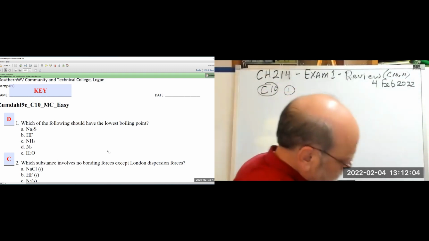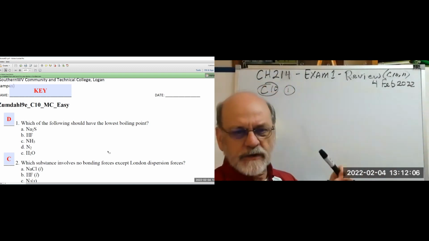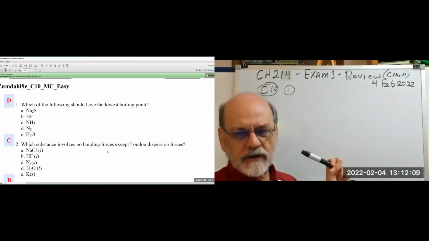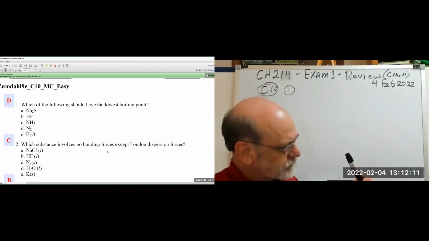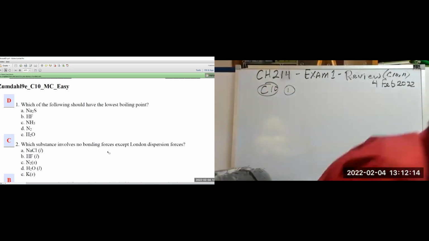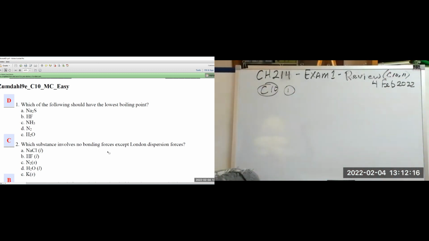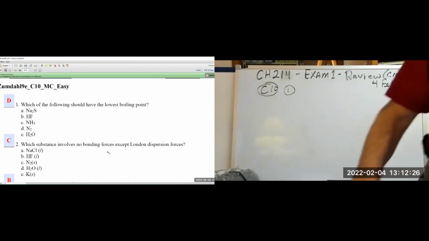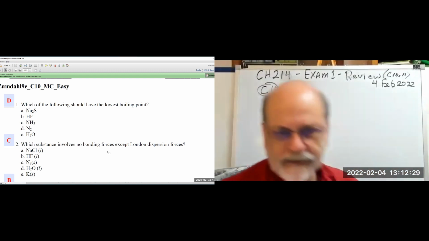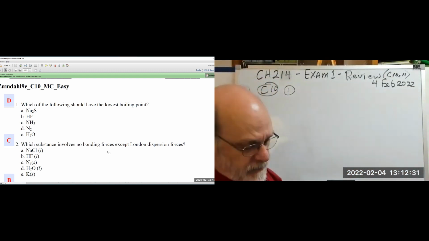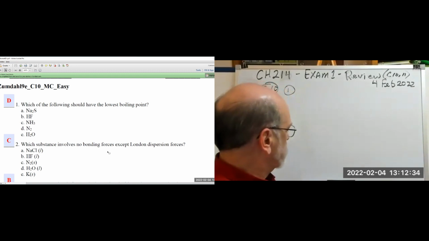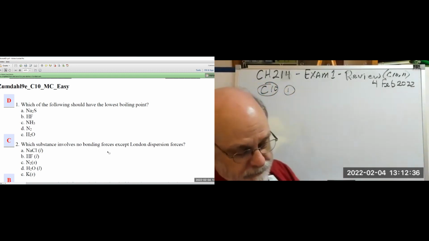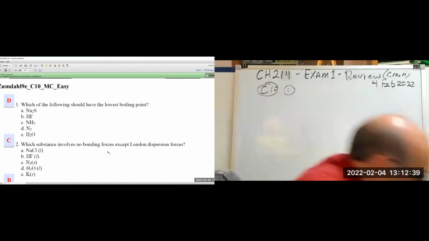Number 1. Which of the following should have the lowest boiling point? Okay, of these 5 choices, which should have the lowest boiling point?